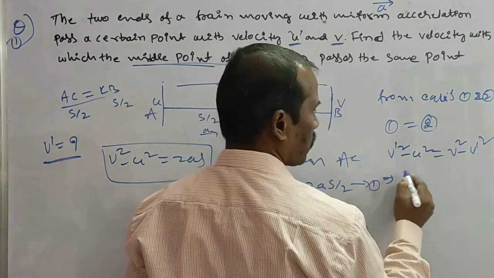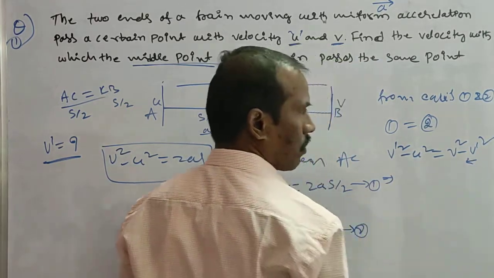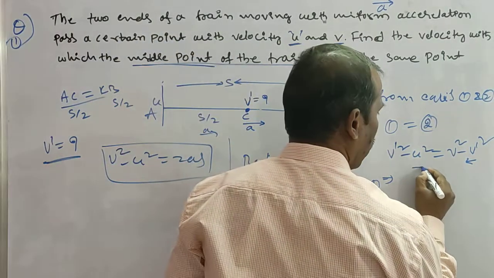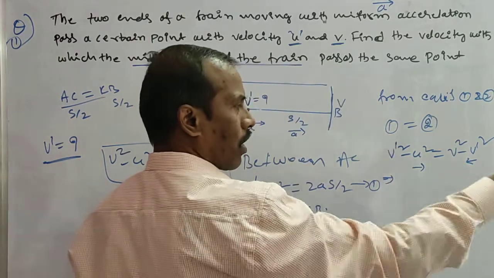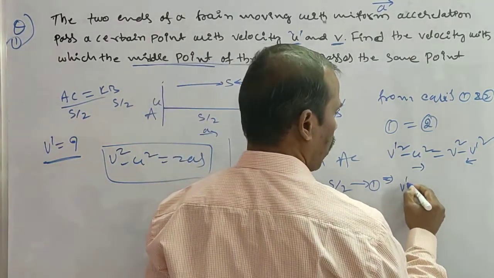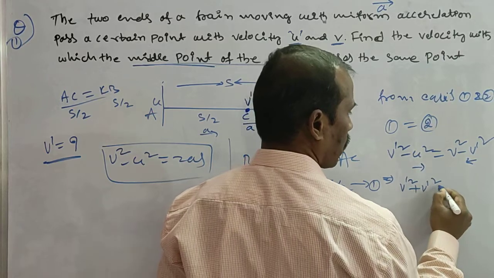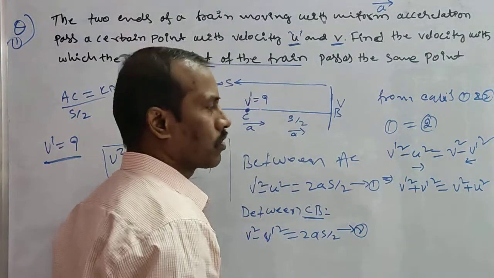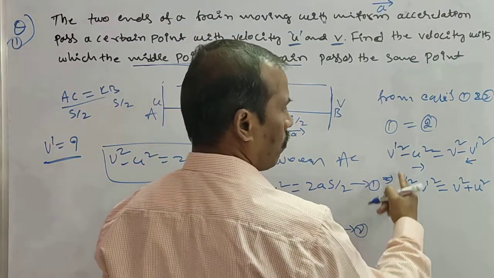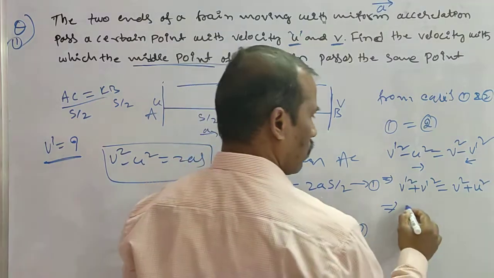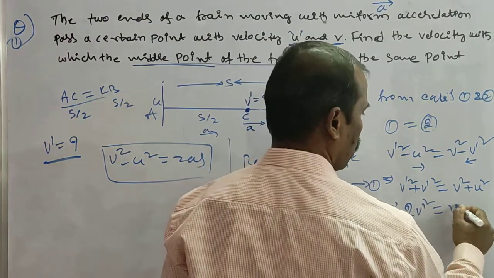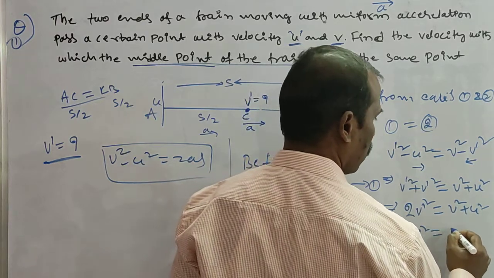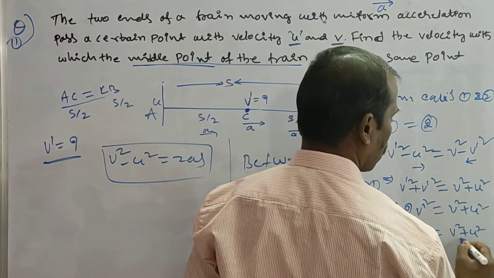Simplifying, we take v prime square to the left side and the end velocities of the train to the right side. So v prime square plus v prime square is equal to v square plus u square. So 2v prime square is equal to v square plus u square. Simplifying, v prime square is equal to (v square plus u square) by 2.